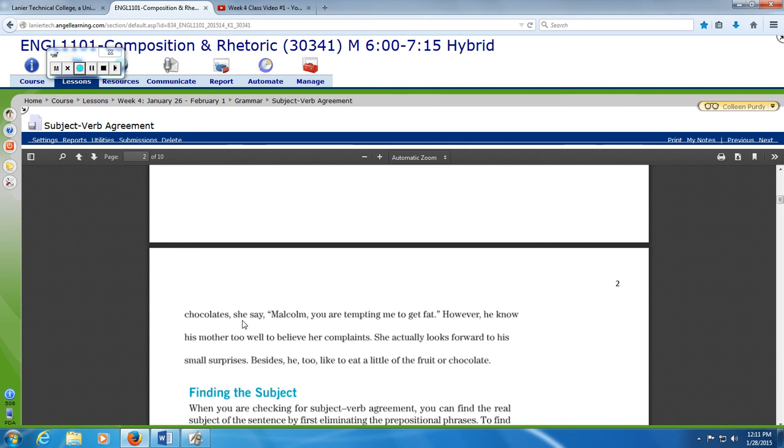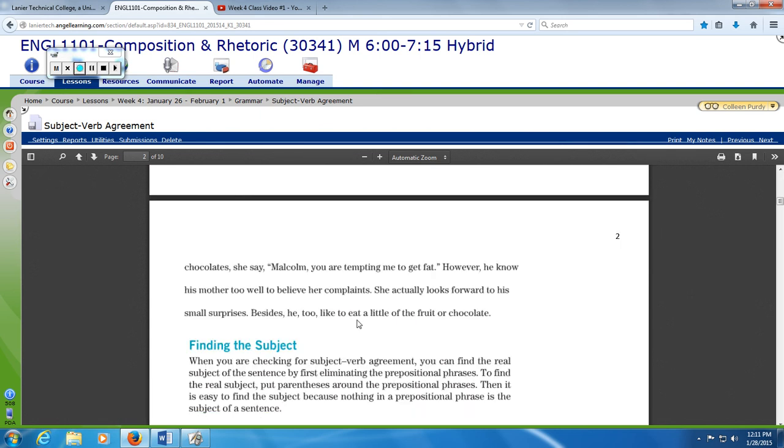Here's the second clause. She say. Well, she's a singular subject, but say is a plural verb. This must be changed to says. Here's the final. You are tempting me to get fat. This is fine. You is treated as plural. That's the subject of this clause. Are tempting is a plural verb.